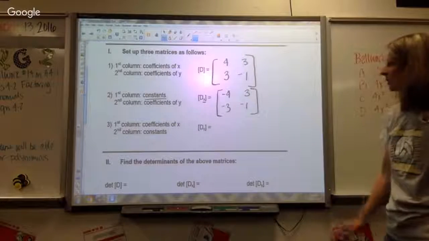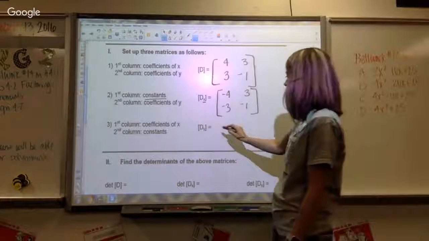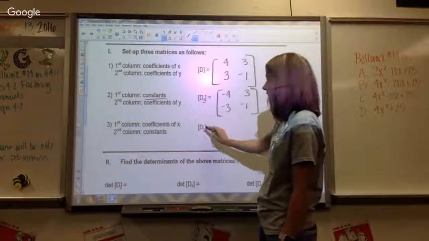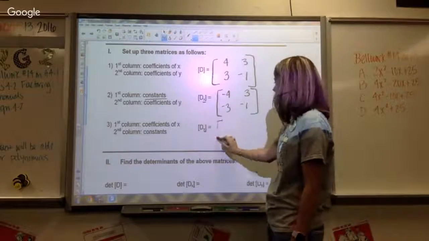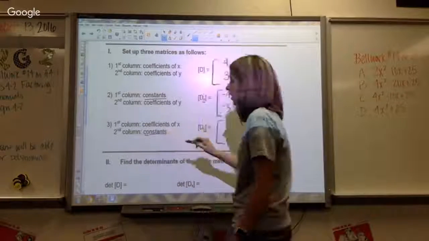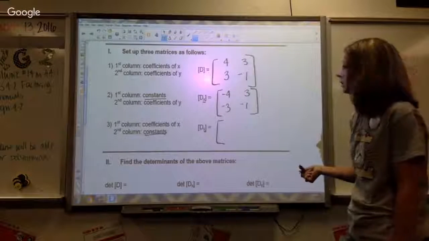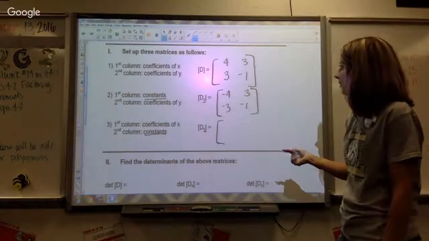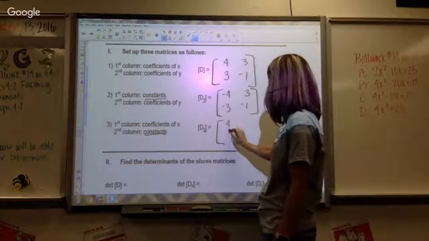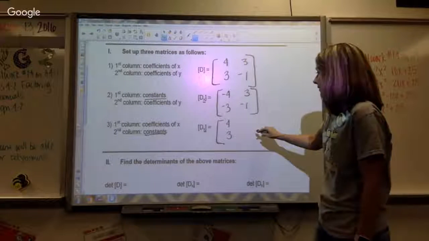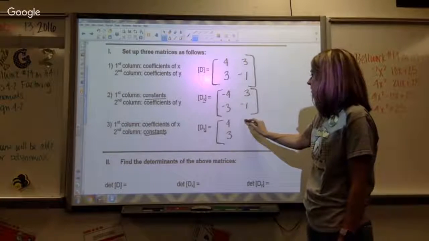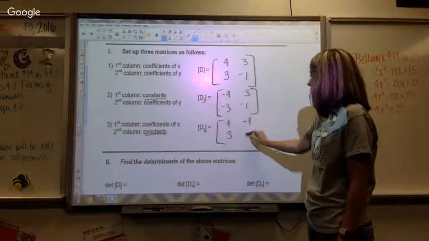The third matrix that we're going to set up, we're using that to solve for y. That's why there's that y there. So in the y column is where I will put the constants, which will be your second column. So the first column, I need to put the coefficients of x, so that was 4 and 3. And then the second column are your constants, so that would be negative 4 and negative 3.